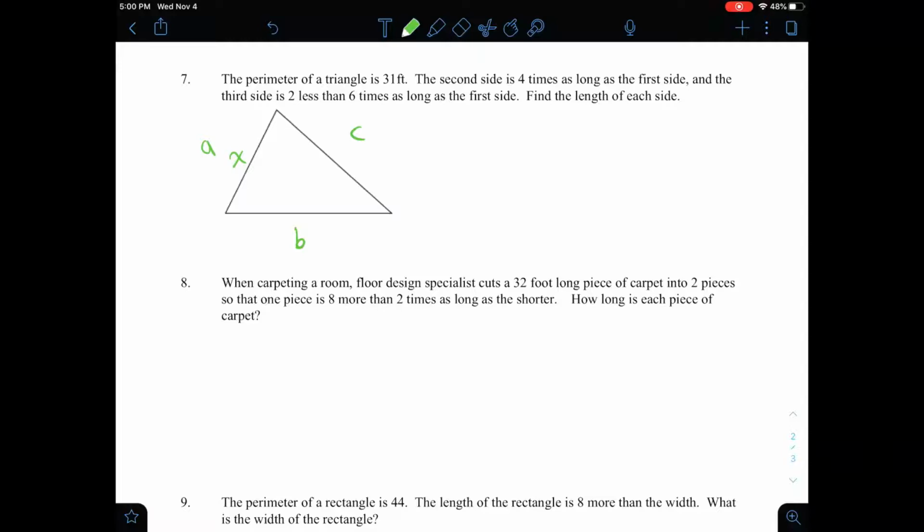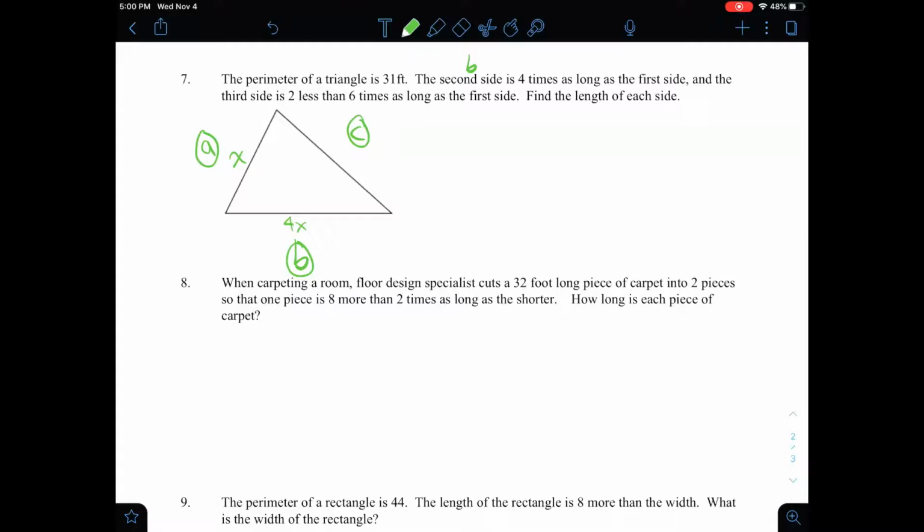So the second side, which is B, let me move B down a little bit, actually. A, B, and C. So we have B. It says the second side, this is B, is 4 times as long as the first side. Well, if the first side is X, what's 4 times as much as X going to be? That's going to be 4X, right?